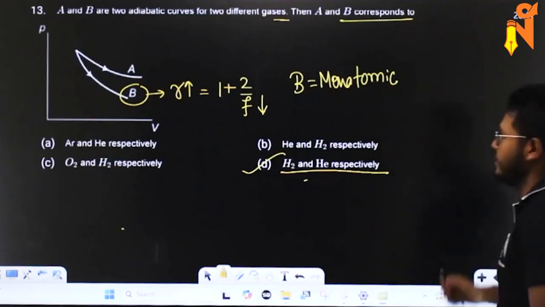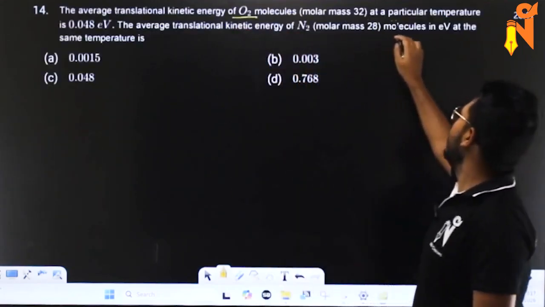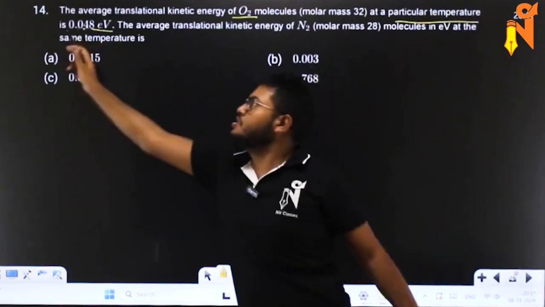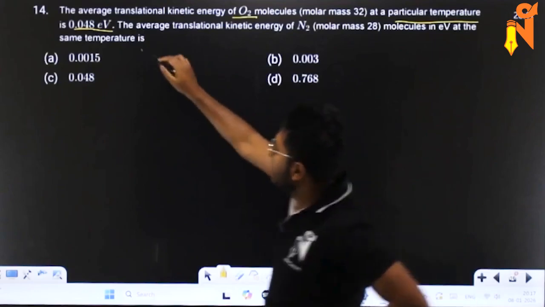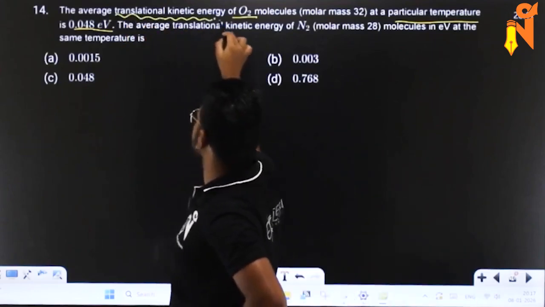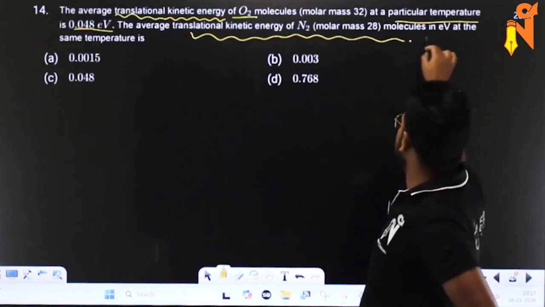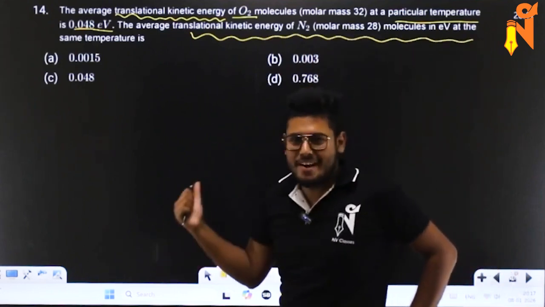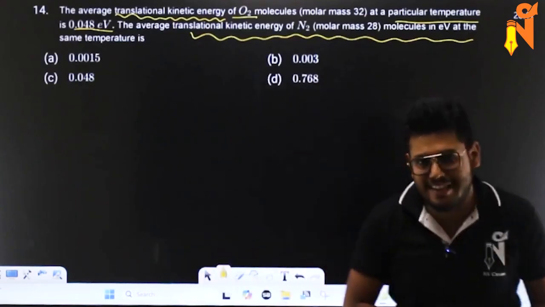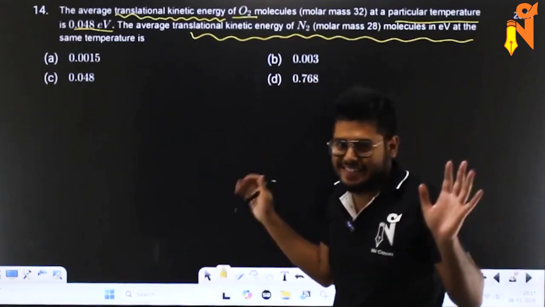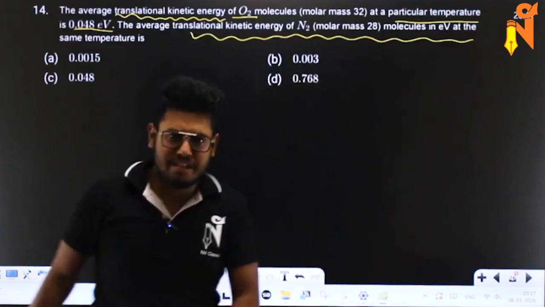Got this? Next one. The average translational kinetic energy of O2 molecule at a particular temperature is this much. Okay, a single molecule we are talking about, aren't we? And that also only about the translational kinetic energy. Interesting. The average translational kinetic energy of nitrogen molecule, oh, that's a pretty simple question. Those who fell for this trick and started calculating it by wasting their time, that's a huge blunder, I would say. It comes from the equipartition of energy.